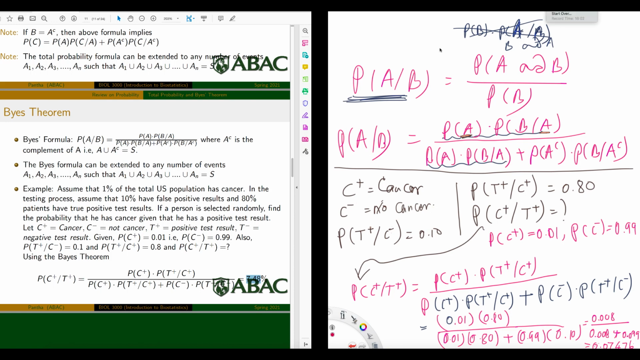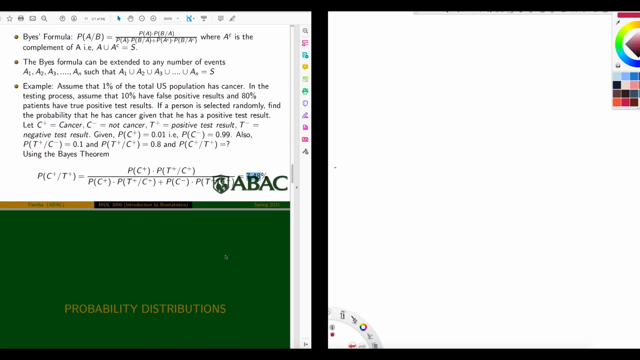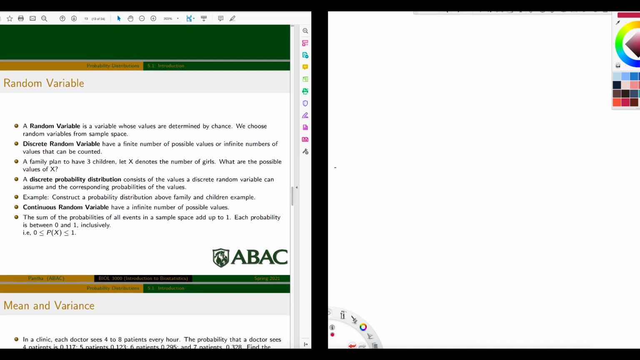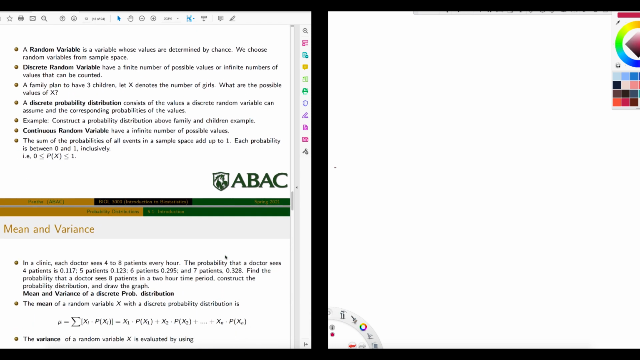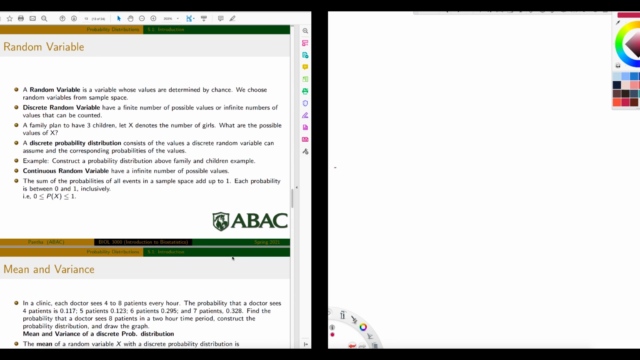So this is a very short introduction to conditional probability and Bayes theorem. You have seen some conditional probability in your elementary statistics class, but you didn't see the Bayes theorem there. All right. So the next thing I want to discuss is the random variable and the mean and variance of the random variable. You have seen all these things in your elementary statistics class. I will quickly go over it, okay?